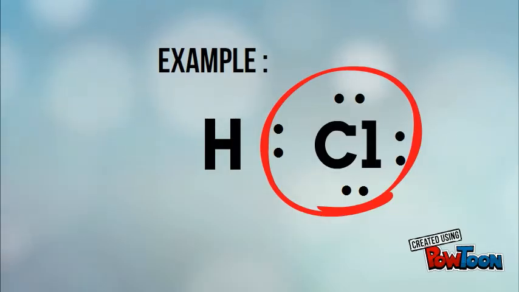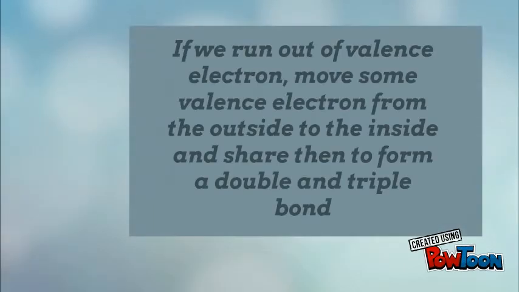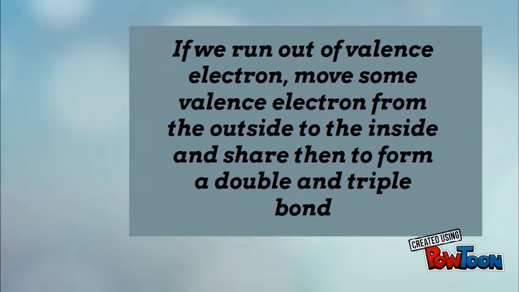But sometimes, there are cases where you have already used all the valence electrons but still haven't completed the octet. And that's step number 5. If the central atom does not have an octet, move electrons from the outer atoms to form a double or triple bond. If we run out of valence electrons, move some valence electrons from the outside to the inside and share them to form a double or triple bond.